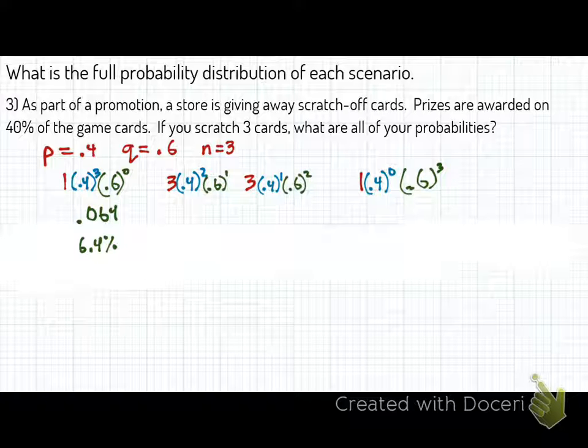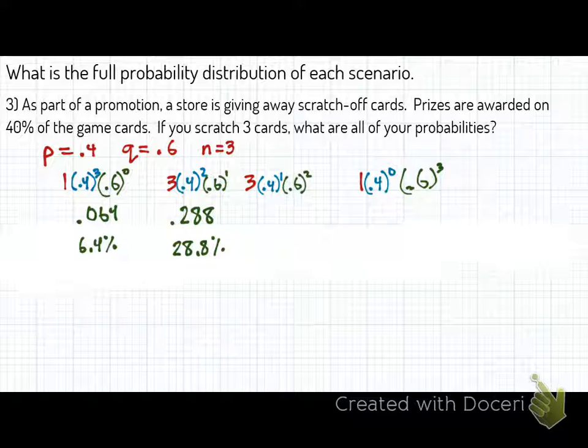Okay, next one. What is the probability of getting 2 cards as a win? We got 3 times 0.4 squared times 0.6 to the first power, which is? Okay, 0.288, which is 28.8%, right? So it's a pretty good chance. It's a little bit more than 1 in 4 of getting 2 wins.